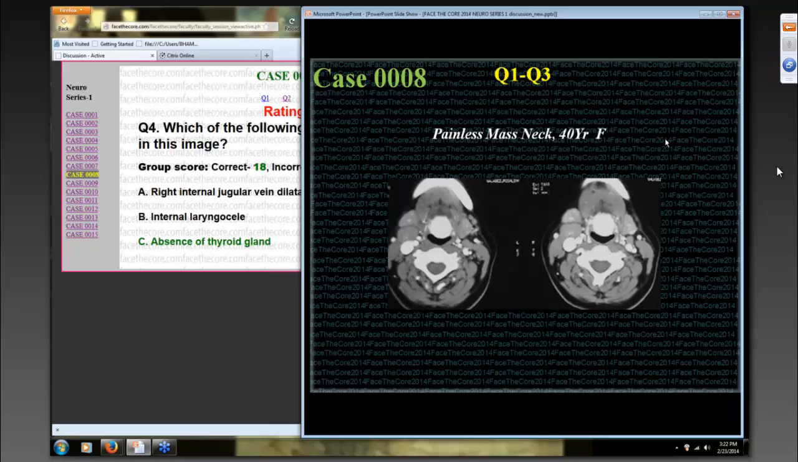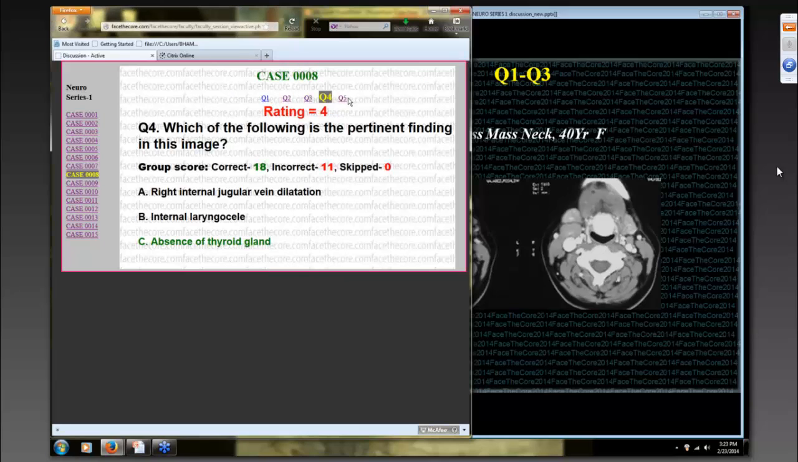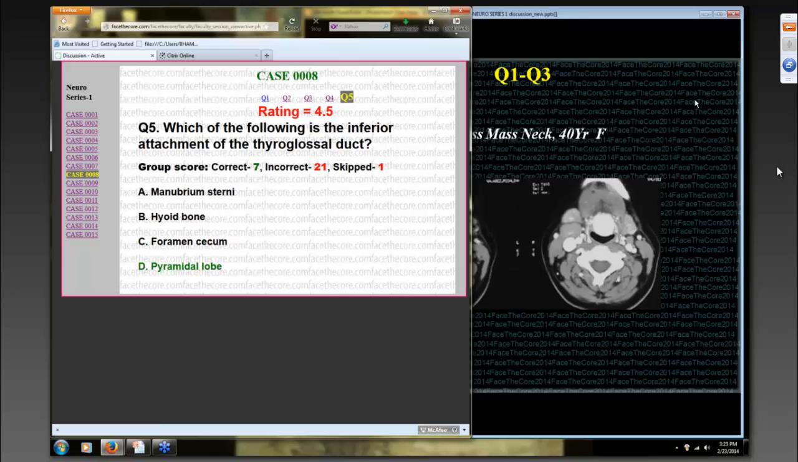So the thing is that there is no normal thyroid. The pyramidal lobe is question number 5, as to what is the inferior attachment of the thyroglossal duct, which is the pyramidal lobe. I explained why it is called a pyramidal lobe and where it is. It is to the left of the midline within the isthmus in a normal thyroid, which is pretracheal in location. That forms the pyramidal lobe because of the attachment of the thyroglossal duct.